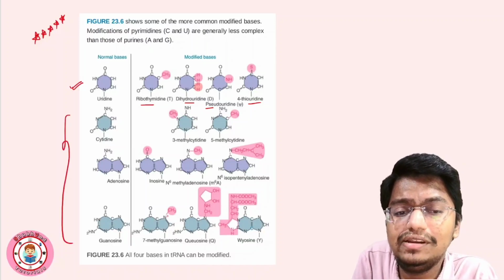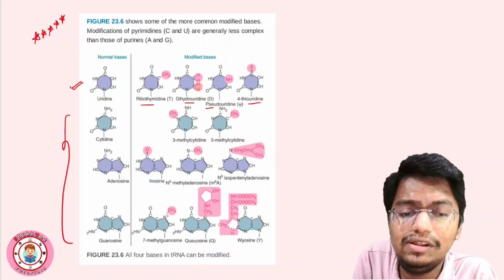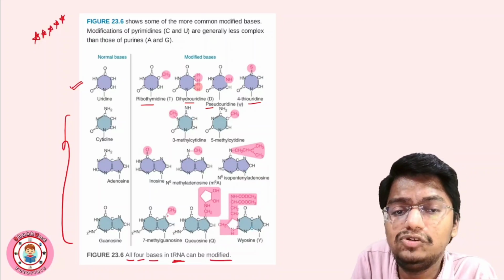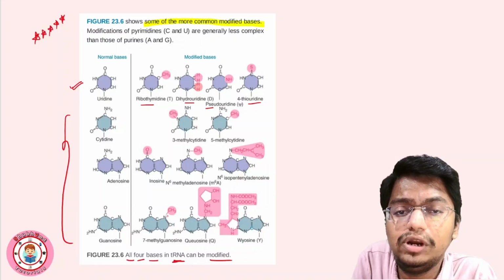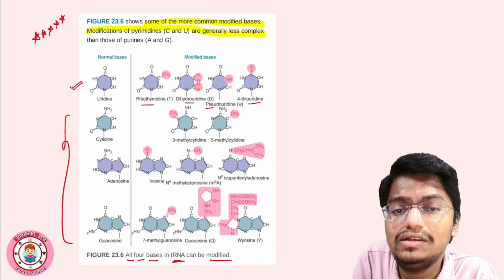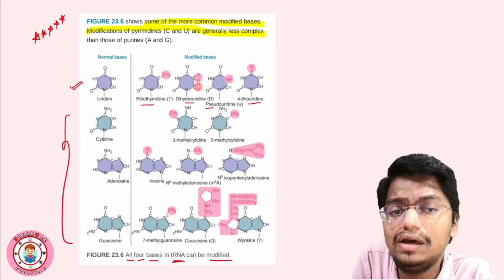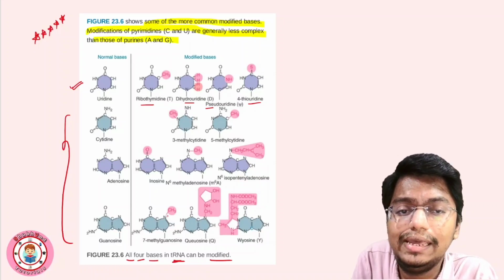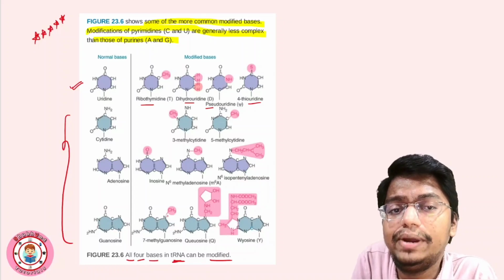So a huge amount of repetition is seen in CSIR NET. So this figure is of all 4 bases in tRNA that can be modified. मतलब जो भी bases हमें मिलते हैं tRNA में, adenine, guanine, cytosine, uracil, सबका modification possible है. Okay, so here it is written, see, some of the more common modified bases. Modifications of pyrimidines, cytosine and uracil, are generally less complex. Complex कम है than those of A and G, purines, right? Purines का modification complexity high है compared to pyrimidines.